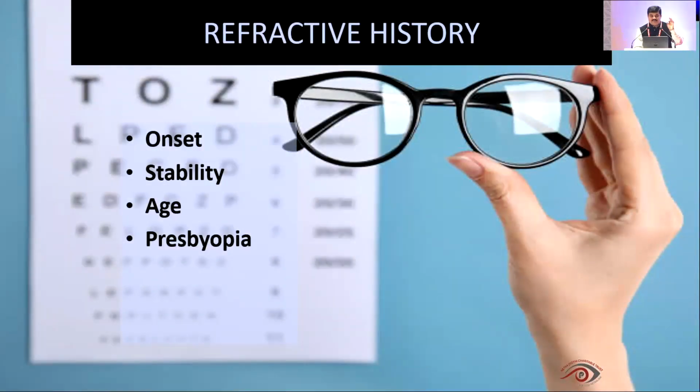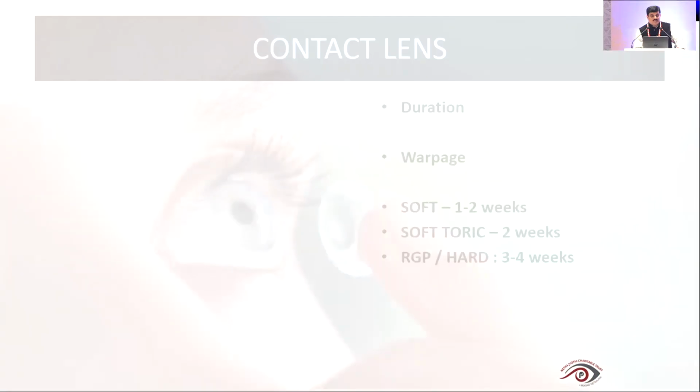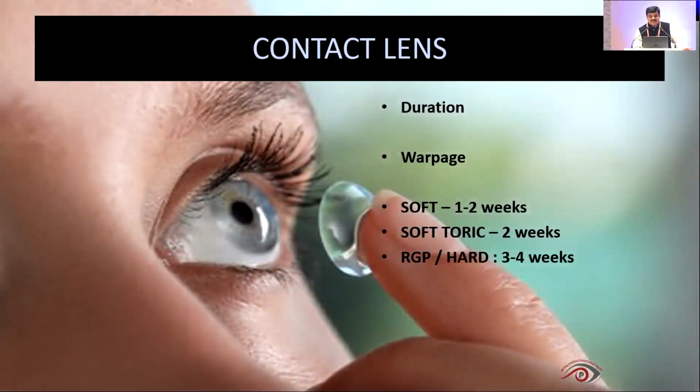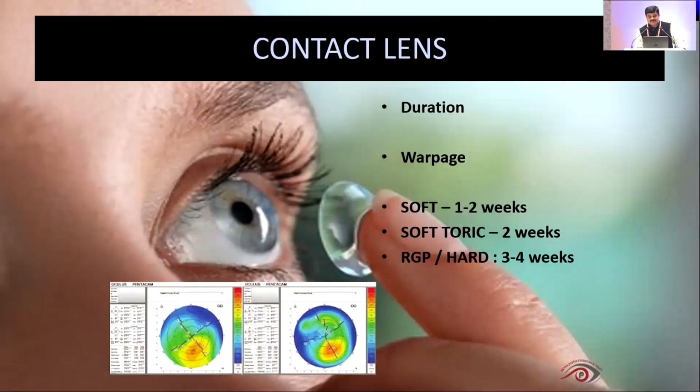And you need to take a refractive history since when he is wearing the glasses, and also history of presbyopia. Coming to the contact lens, those who are using the contact lens, you need to ask them. You need to stop the soft contact lens 1 to 2 weeks prior to the refractive surgery, and RGP or hard lenses 3 to 4 weeks before the surgery.